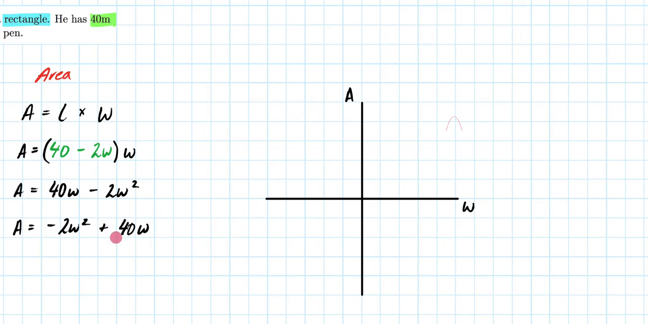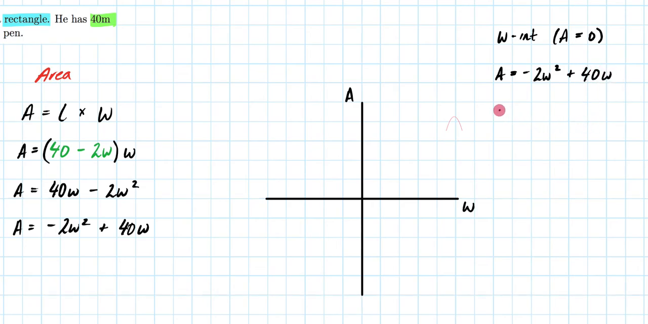All right, so now I need to draw it, so I'm going to have to figure out what my W-intercepts are going to be. And obviously, my W-intercepts are going to occur when A equals 0. So I'm going to write A equals minus 2W squared plus 40W. I then am going to take out a common factor, and I'm going to set A equal to 0. That's the whole reason why we're doing this. And now, to solve this, I'm going to take out a common factor, which can be 2W. So I'm going to be left with 2W on the outside. Then here, I'll be left with minus W.